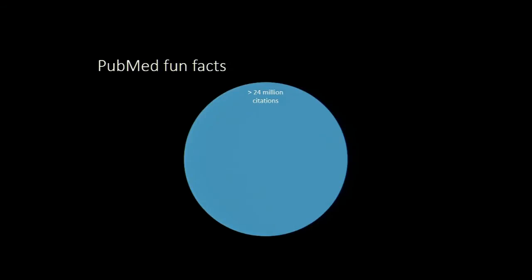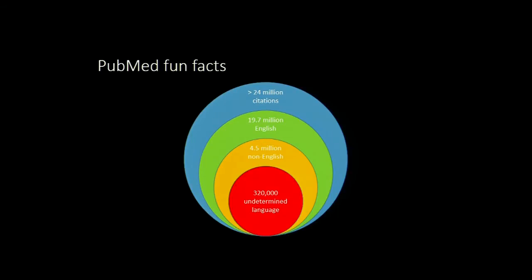This one's obvious when you see their homepage. Right now, there are over 24 million articles. It's probably up to about 25 million by now. 19.7 million of those are in English, at least according to the language tag, and 4.5 million are non-English. Surprisingly, 320,000 of those are of undetermined language. I thought that was kind of weird. I'm sure it's not something nobody can read, but there's a language tag with every article, and some of these are undetermined.